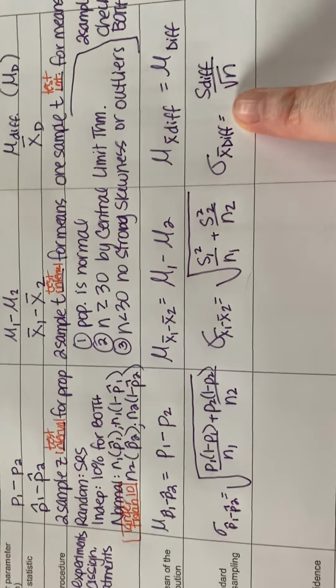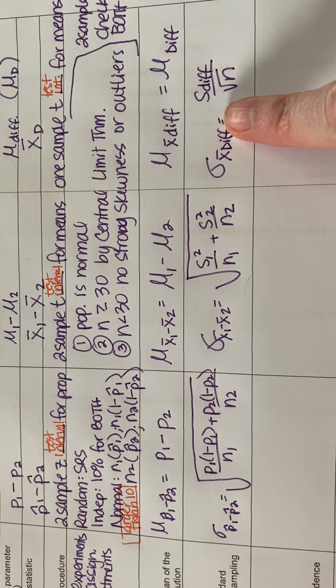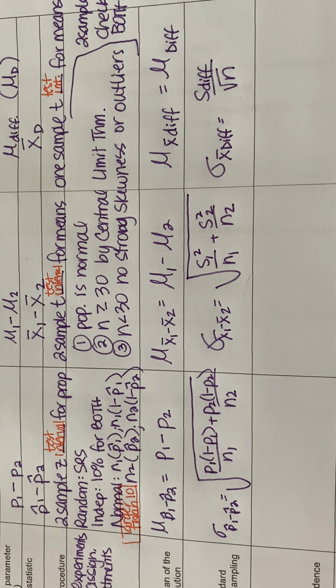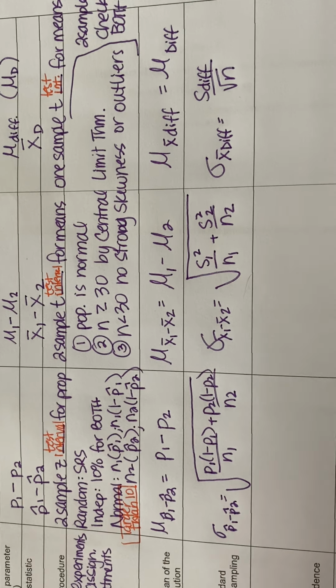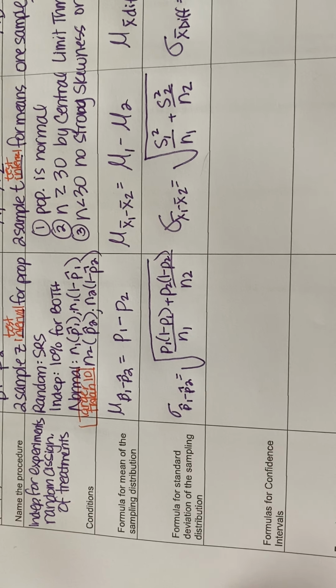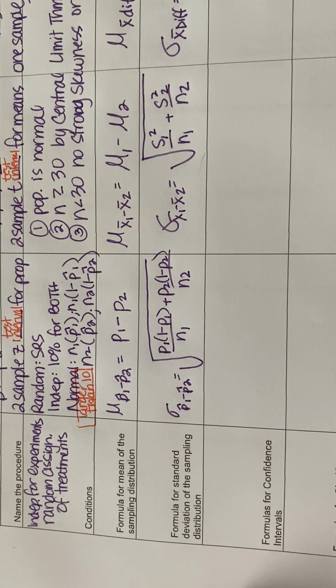and that came from chapter 9 when we were doing tests of significance and intervals. I guess it came from chapters 8 and 9. Now the formula for your confidence intervals.